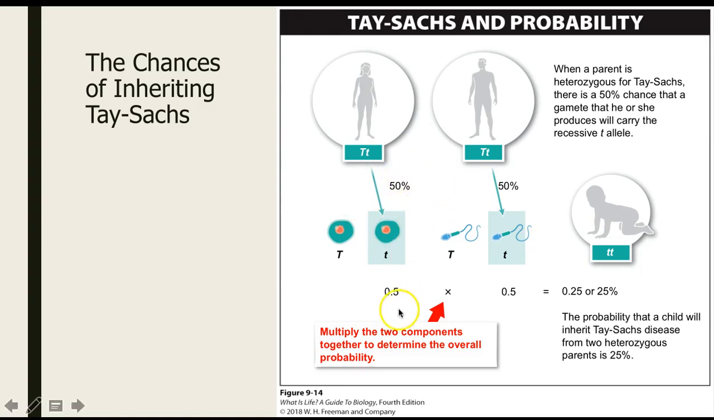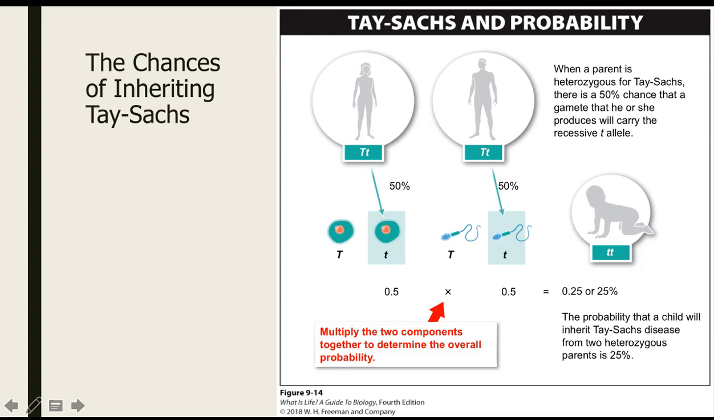So 50% is the same as saying 0.5, right? Move the decimal point 2 places backwards and you get 0.5. Same thing for the other parent. The other parent who's heterozygous also has a 50% chance of passing on that recessive allele to that offspring. And so 0.5 times 0.5 is equal to 0.25, which means that the child has a 25% chance of having the recessive disorder, Tay-Sachs. So two parents who are heterozygous have a 25% probability that they will have a child with Tay-Sachs.